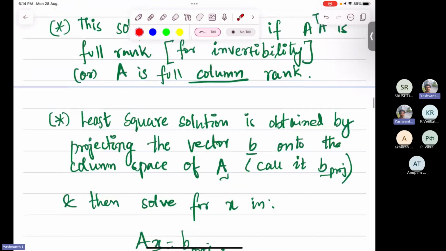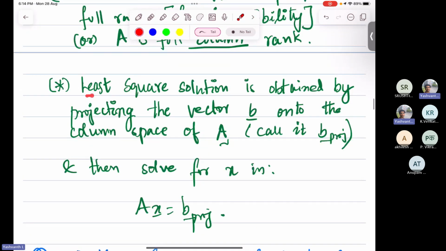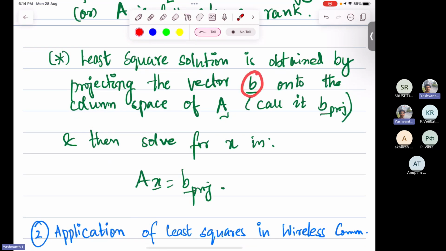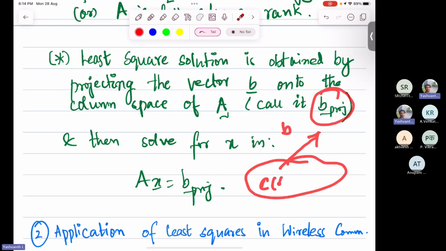Now, in another class, the professor would have explained least squares from a geometric view. That is, the least square solution is obtained by projecting the vector B onto the column space of the matrix A. Let's say the projected vector of B onto the column space of matrix A is B proj. If I have a vector B and the column space C of A, I project this onto the column space of A. Call this vector B proj.